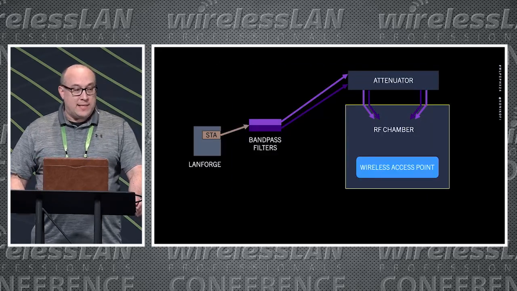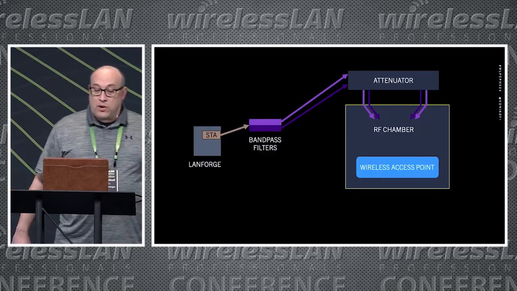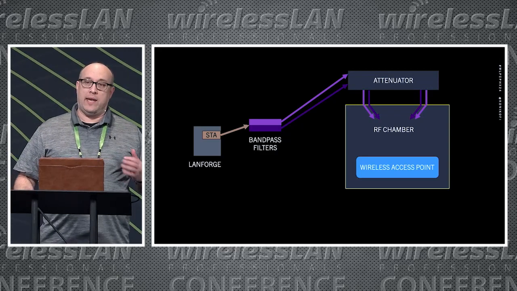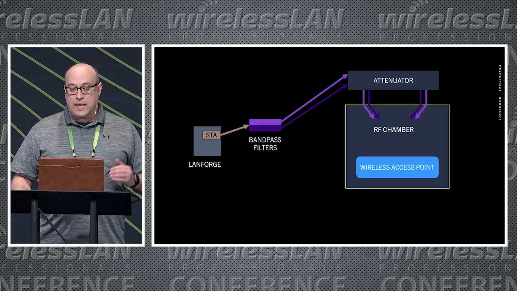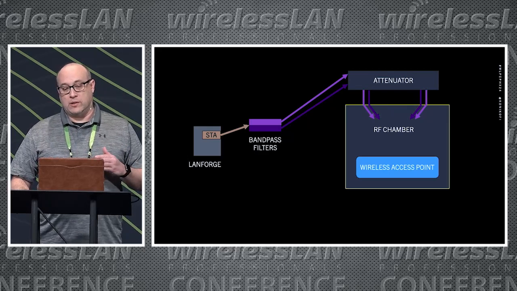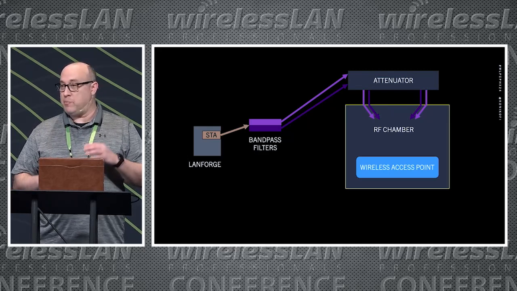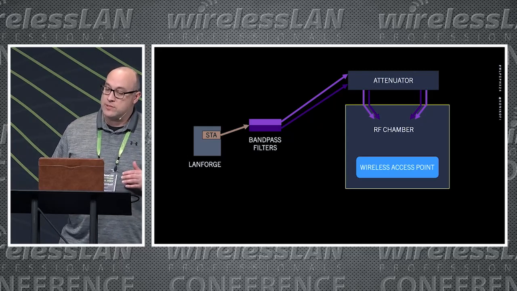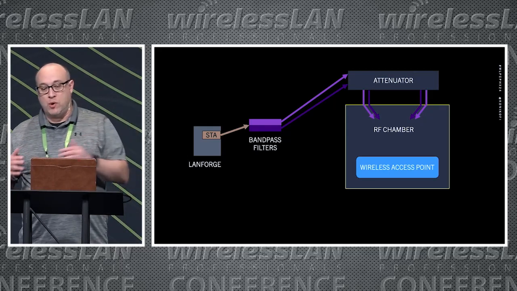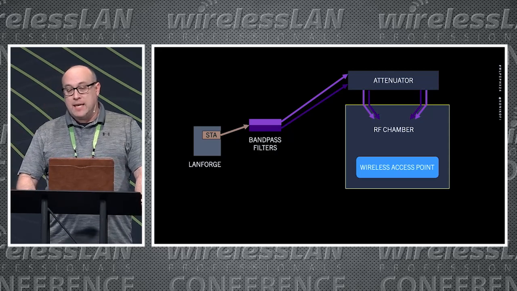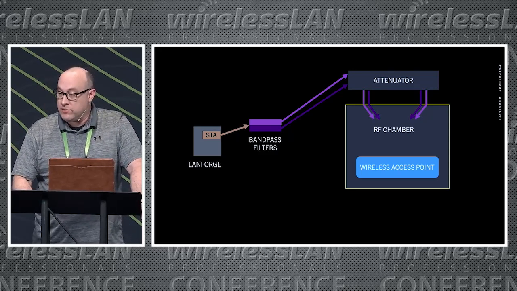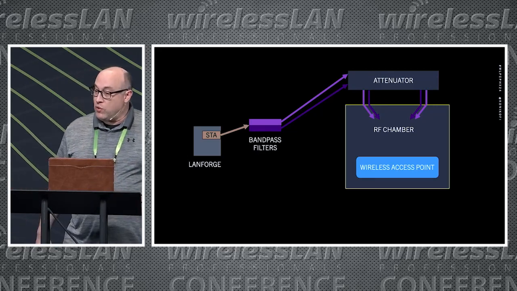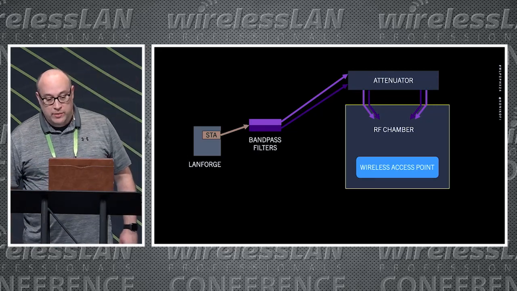So let me tell you about the test setup. We have our LForge device with a station. Here was a AX210 radio, and it goes to a splitter combiner network with some bandpass filters, so we can split out the 2 gigahertz and the 5 gigahertz. And then that goes to a programmable attenuator, and then that goes to antennas inside of an RF chamber. And then there's a wireless access point that's over the air inside the RF chamber.